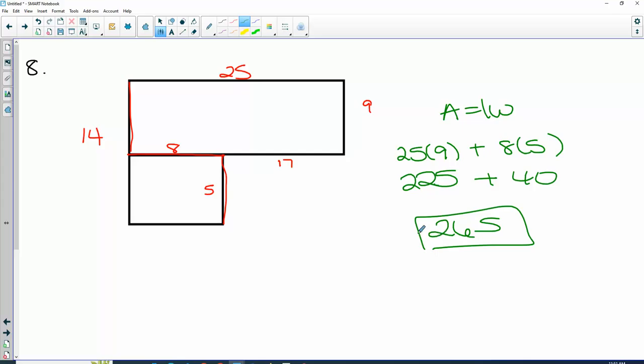All right, so a lot of times there will be something with an irregular shape on there. Irregular just means it's not a clear-cut circle, triangle, rectangle. It's a combination of shapes. So break it up into smaller things that you can find the area of, and then put those together.